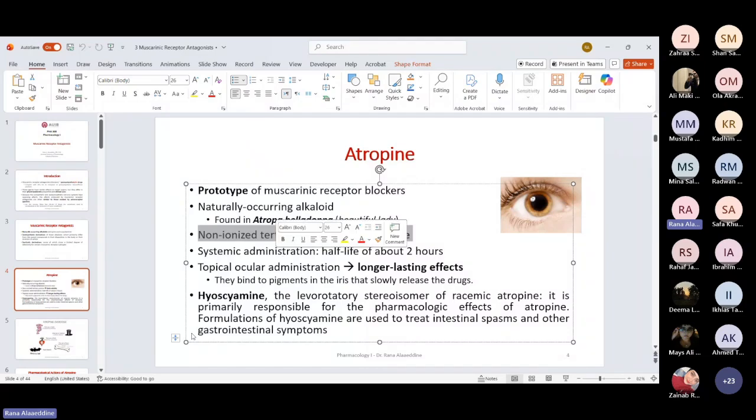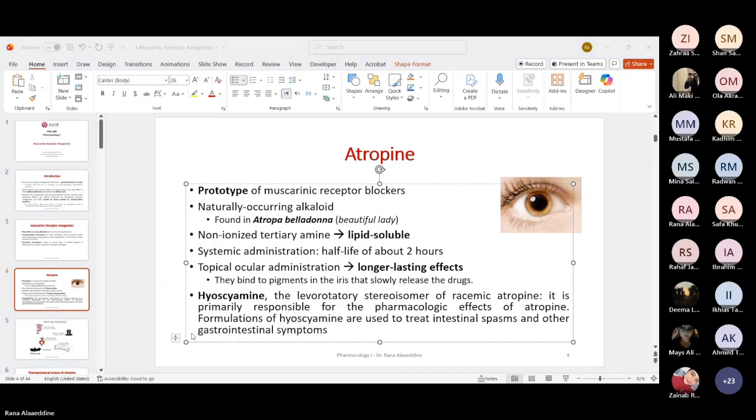However, with systemic administration, the half-life is about 2 hours. It's quickly metabolized and excreted, okay? But if you give it through the eye in the form of an eye drop, it can last more than 2 hours. Why? Because it can bind to the pigment that is present in the colored part of the eye, in the iris. Do you know what's the name of that pigment? The iris is the part of the eye that has the pigment. But what's the name of the pigment? It's called melanin. Bravo, melanin. That's right.